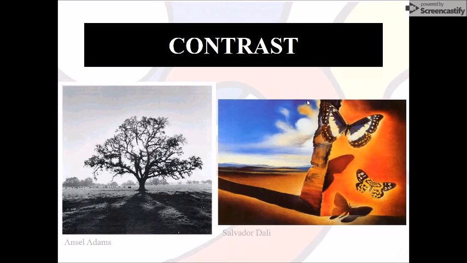The photo by Ansel Adams shows contrast because we have the dark black of the tree against the white bright of the sky. The painting on the right by Salvador Dali shows contrast for a few reasons, the most obvious being the colors. We have orange on the right and blue in the sky, and those are the main colors in the image. And if you know anything about the color wheel, those are opposites. Those are complementary, contrasting colors.